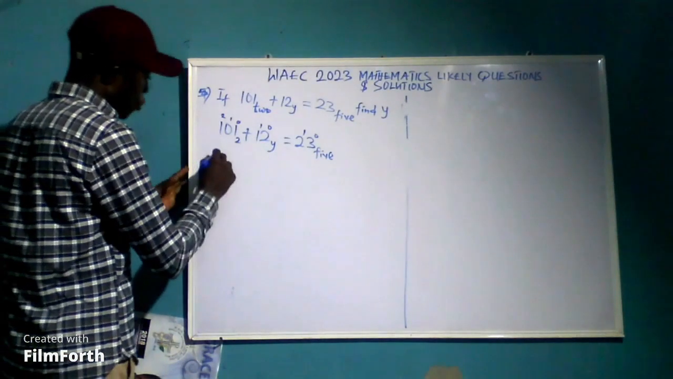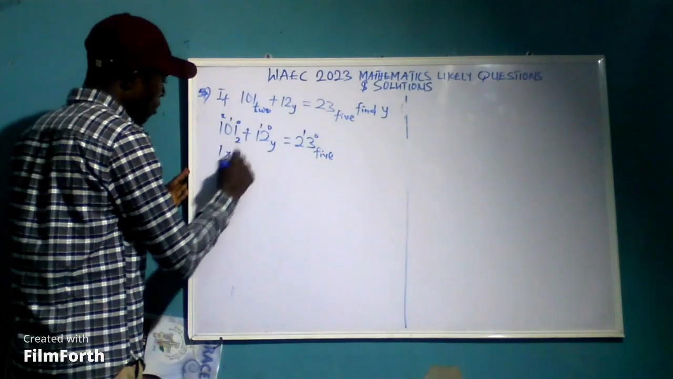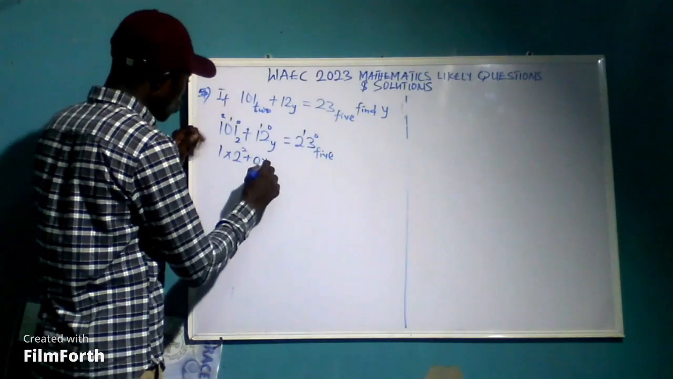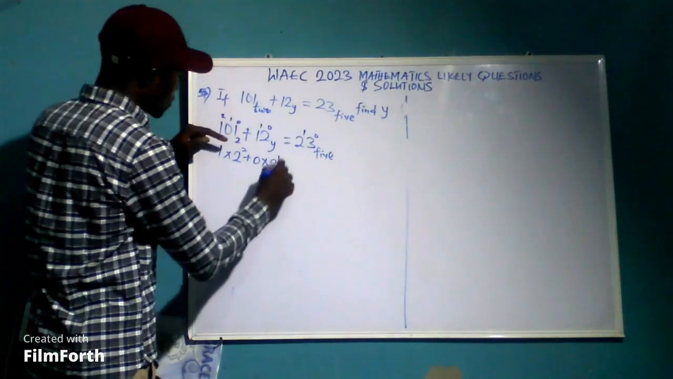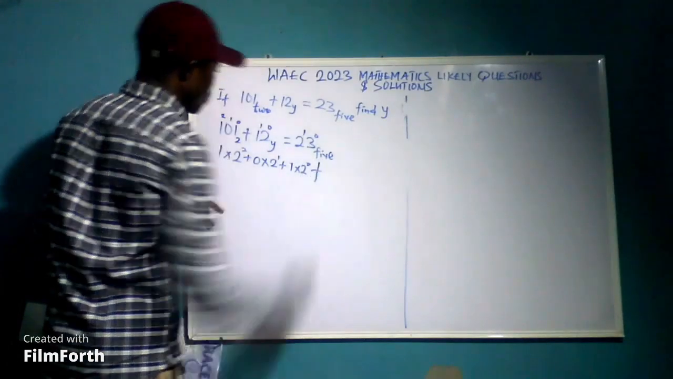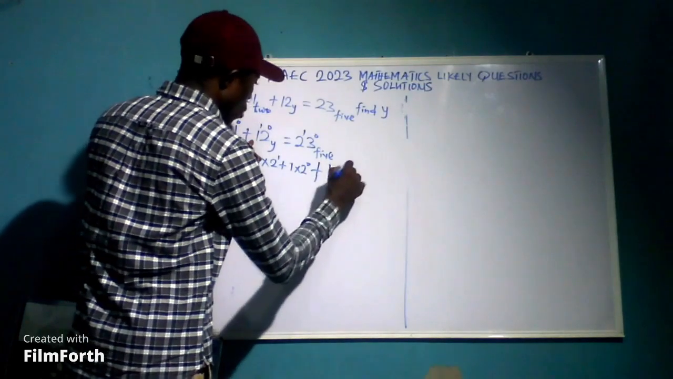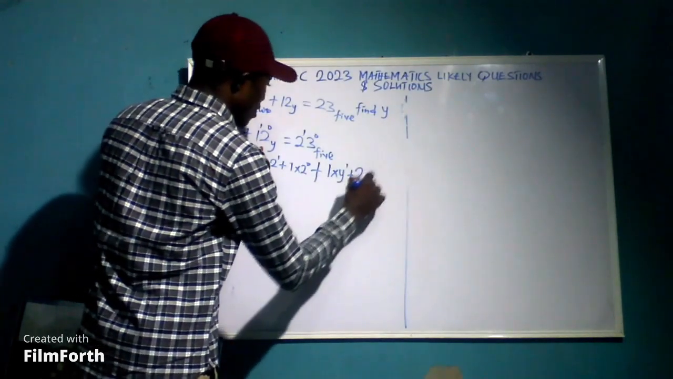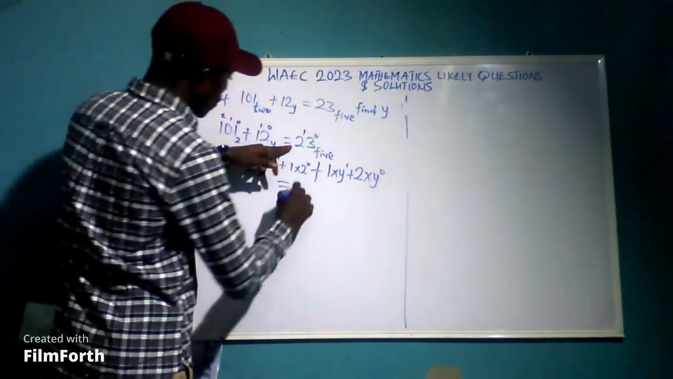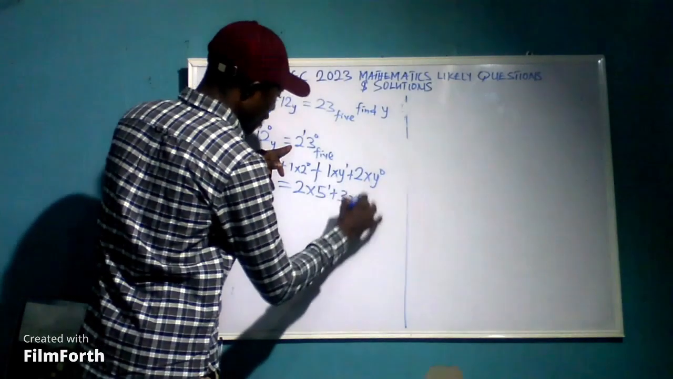Having this, we can begin to convert now by taking the digits one after the other. We have 1 times 2 raised to power 2, of course, plus 0 times 2 raised to power 1, plus 1 times 2 raised to power 0, plus 1 times y raised to power 1, plus 2 times y raised to power 0 equals 2 times 5 raised to power 1 plus 3 times 5 raised to power 0.